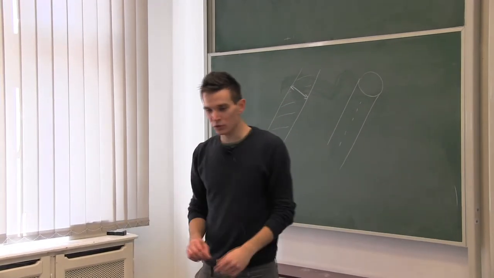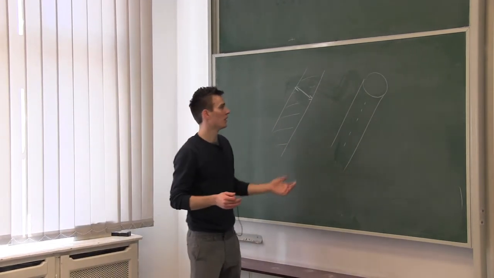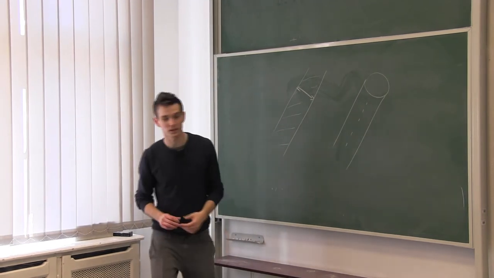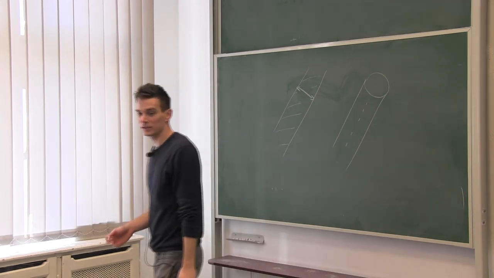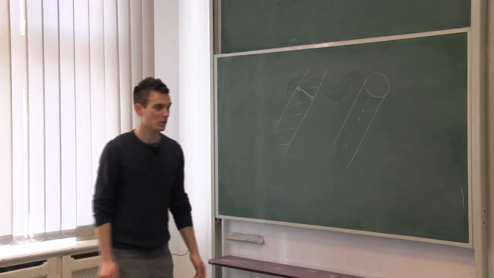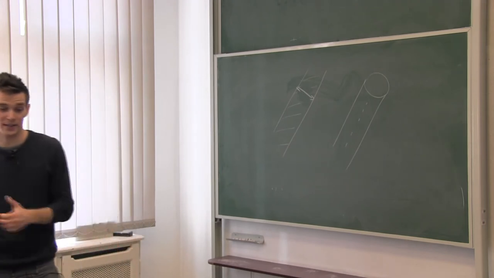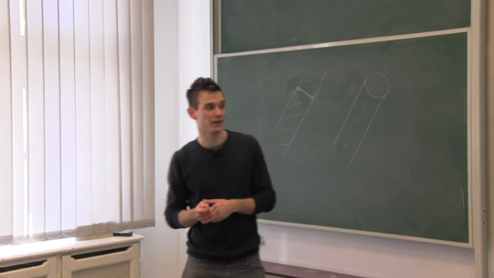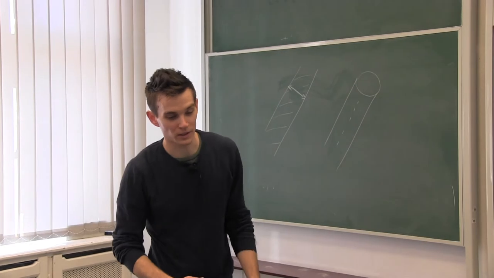So tube-null sets are sets that can be covered by, well, in the plane, covered by strips with arbitrarily small total widths. So for any positive epsilon, we can find strips, countably many of them, such that they cover our set, and such that the sum of their widths is less than epsilon. So if this is true for any epsilon, then we call the set tube-null set.